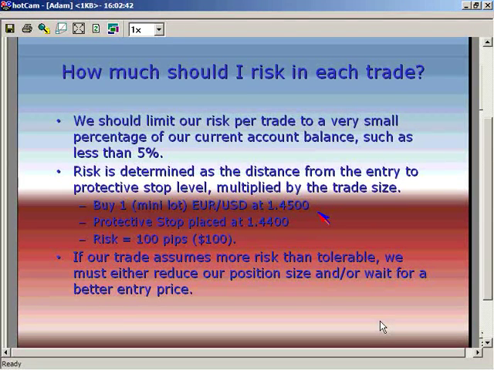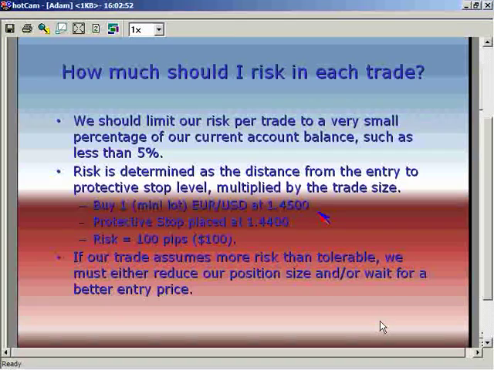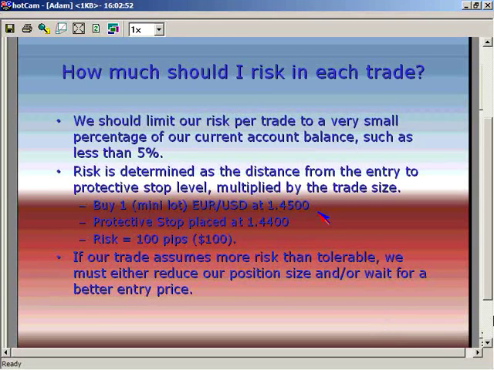As long as we maintain that from the entry to the stop, multiplied by our position size, is not going to risk more than 5% in the worst case scenario. Plan for the worst, hope for the best. If the market hits our stop order, our account won't go down more than 5%. And if our trade assumes more risk than tolerable, we must either reduce our position size or wait for a better entry that does not include moving our stop order up.